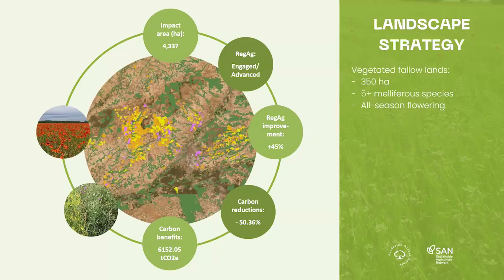in which we've implemented vegetated fallow lands, 350 hectares of surfaces that instead of being planted with crops, have been sown with flowers for biodiversity, not only for the sake of biodiversity itself, but to improve pollination services and biological pest control services. So they are a win-win for everybody.